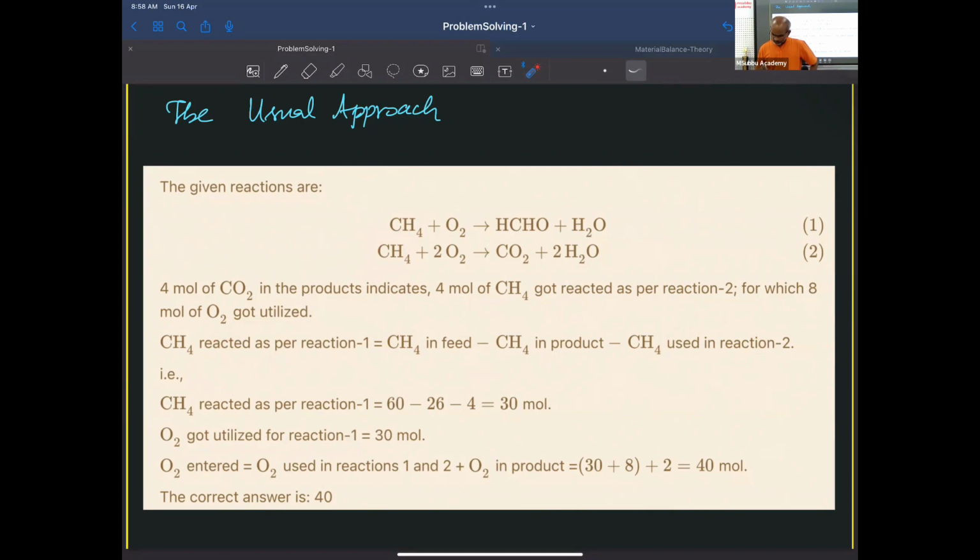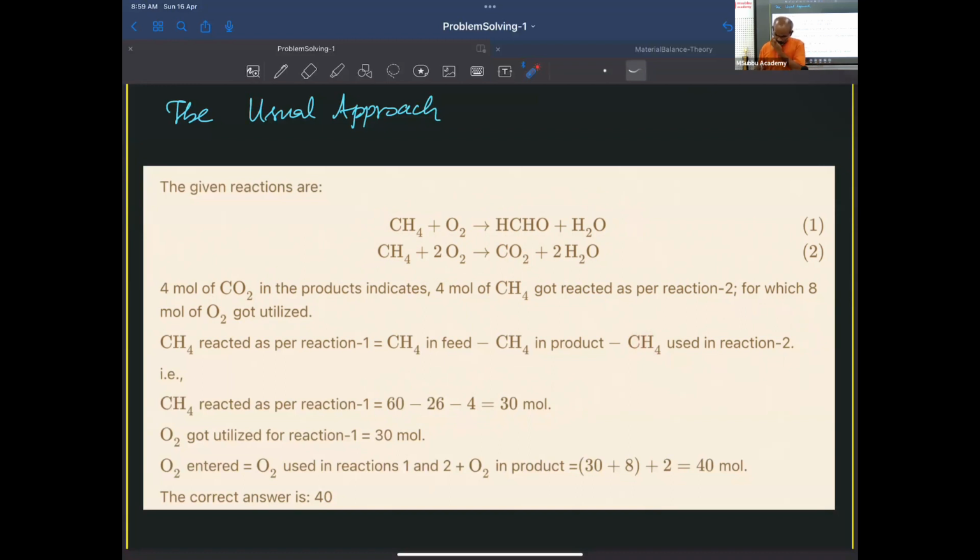So that equation is only written here. We are given the CH4 in feed, which is 60 moles per second, and CH4 in product, also given, which is 26 moles per second. CH4 used in reaction 2 is available from the data of CO2. From the data of CO2, the same amount of CH4 is utilized, so we have 4 moles of CH4 utilized. Now we can get to know how much CH4 is reacting as per reaction 1. So there is 30 mole, and CH4 according to reaction 2 is already available, which is 4 mole.